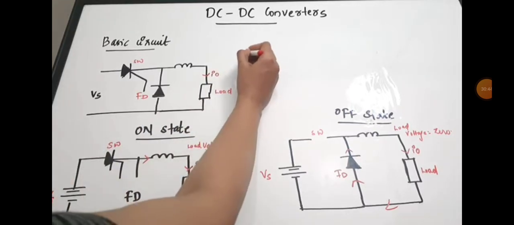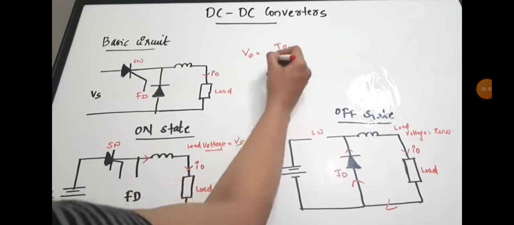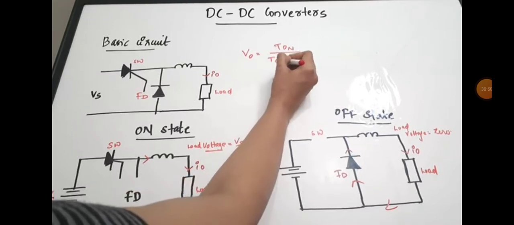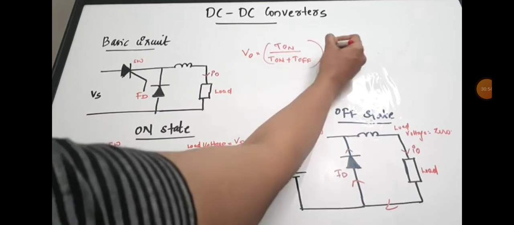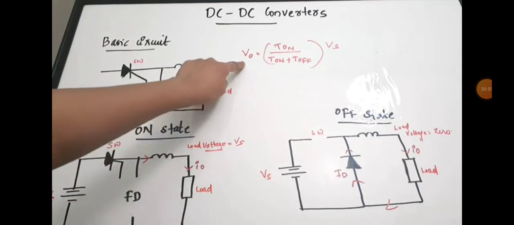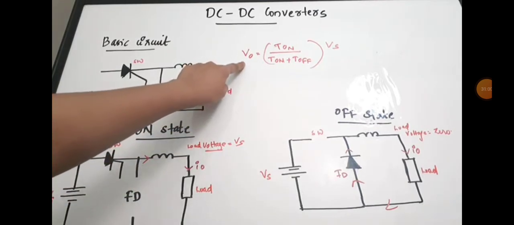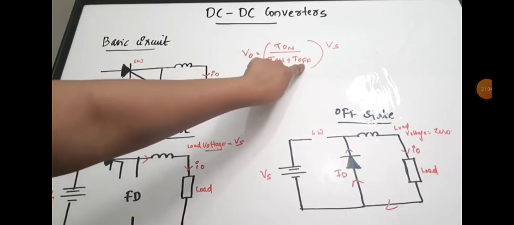V out is equal to T on by T on plus T off into Vs. Okay, so the equation is V out, the average output voltage. The average output voltage is given by on time by on time plus off time, into Vs.